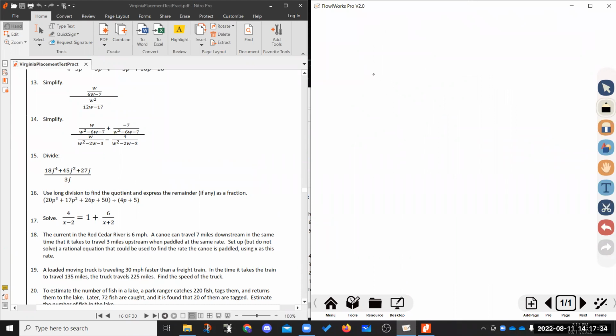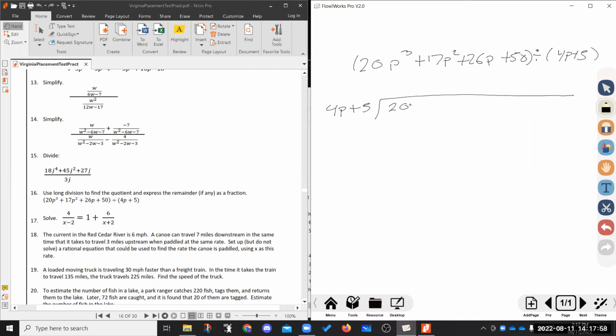Use long division now to find the quotient. 20p to the 3rd plus 17p squared plus 26p plus 50 is going to be divided by 4p plus 5. So we're going to write 4p plus 5 as the divisor on the outside. We're going to write 20p cubed plus 17p squared plus 26p plus 50 as the dividend. We're looking for the quotient and the remainder, if there's a remainder.